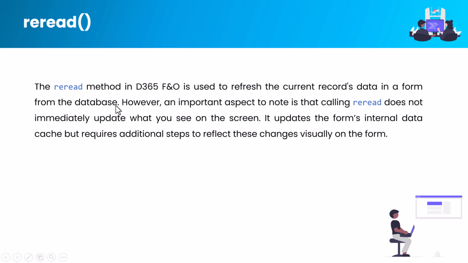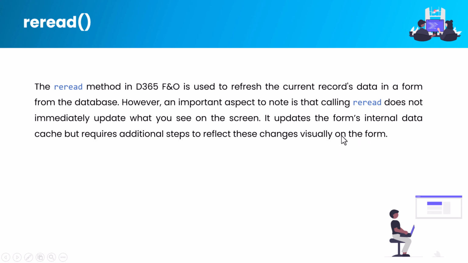For example, current record means there is a table, and inside this table you have selected one row, that is, one record. If you want to refresh that current record, then you have to reread that particular record to refresh it in the form. However, an important thing to note is that calling the reread method does not immediately update what you see on the screen. It updates the form's internal data cache, but requires an additional step to reflect these changes visually on the form.